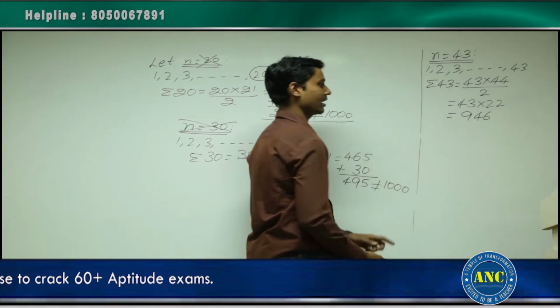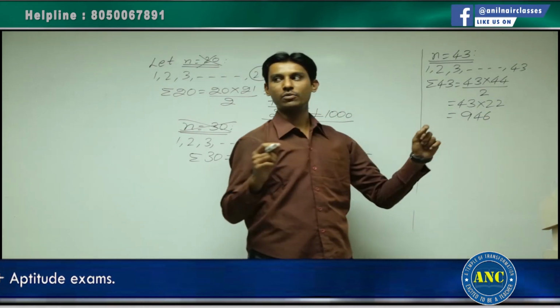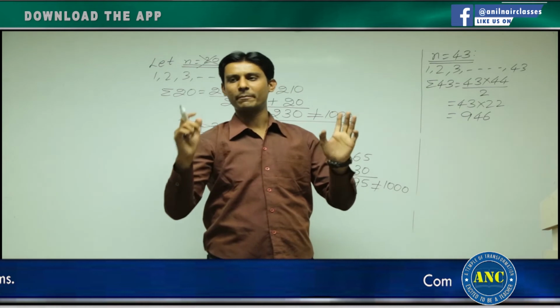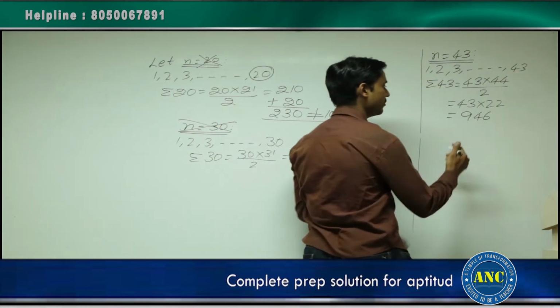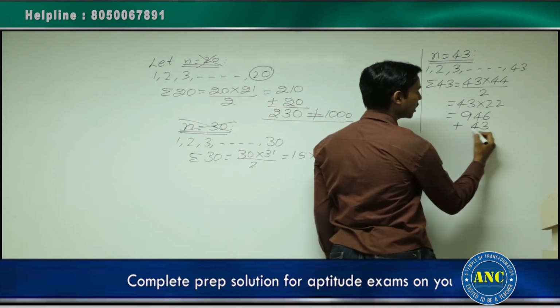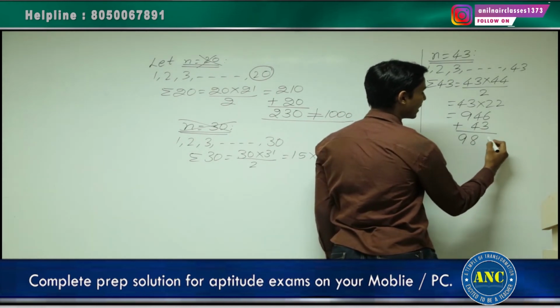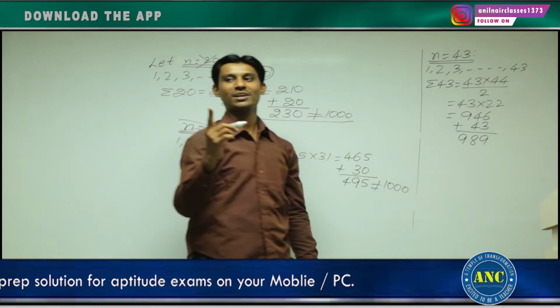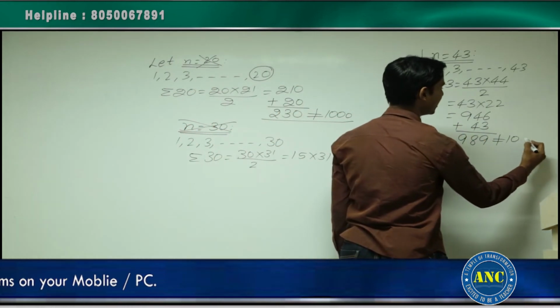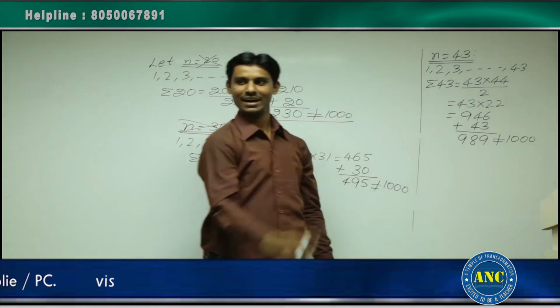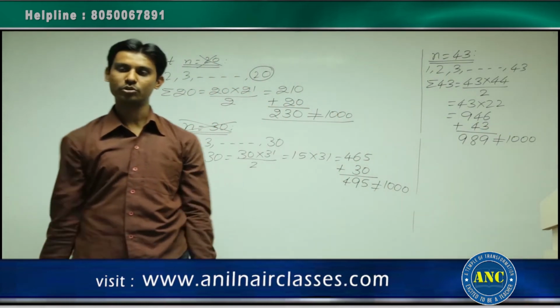It is 946. This is before you added the number twice. Assume that you added some number one more time. Even if you add the maximum number 43 which is in the series, 946 plus 43 is nothing but 989. But according to the question, the sum is 1000. The sum can never be 1000. Therefore, n is equal to 43 is also incorrect.